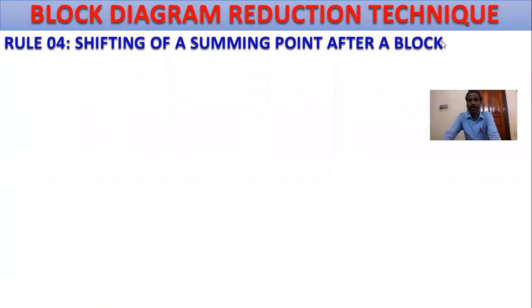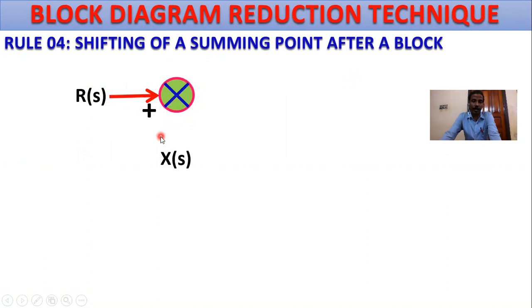Shifting of a summing point after a block. This is the reference input R(s), and this reference input is in the forward direction, that's why it is always positive. And this is the summing point. We know that summing points are of 2 types, with cross and without cross. This is the with cross summing point. Another input X(s) is also positive. So this is the output, R(s) plus X(s).